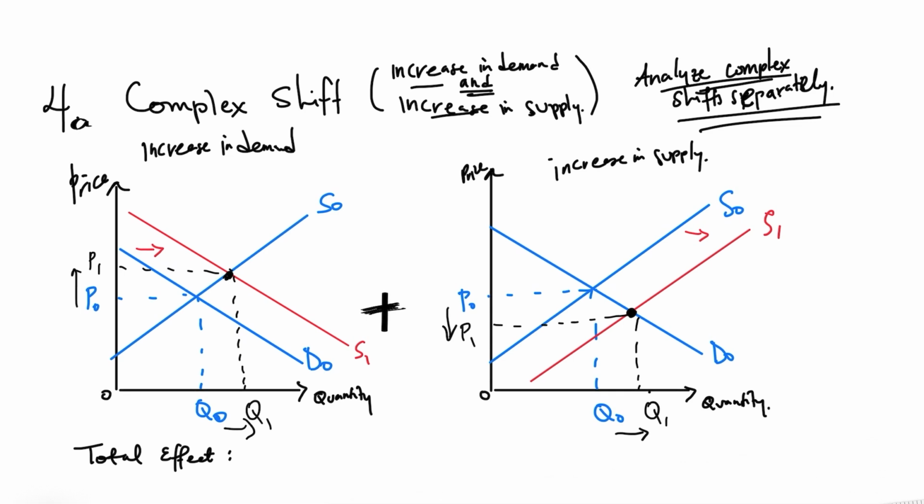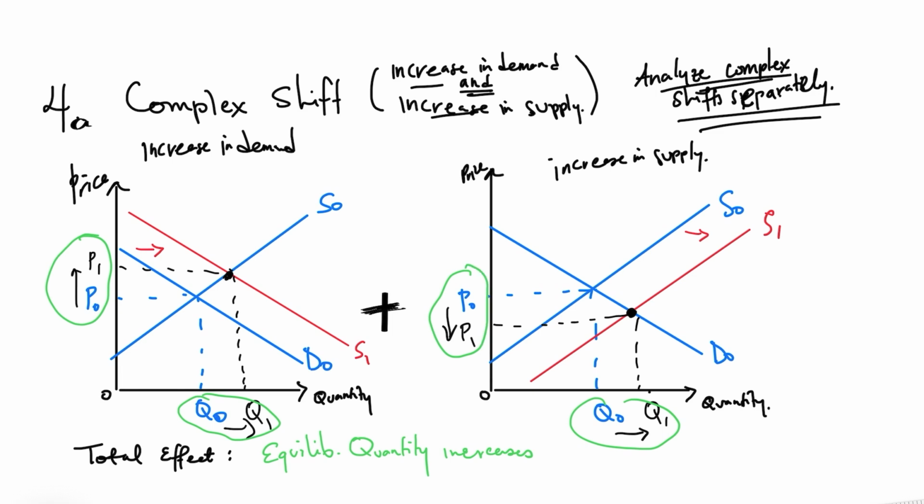And we are ready to write some notes on what the total effect is, putting together the effect of the increase in demand and the effect of the increase in supply. So the total effect. For sure, we see there is an increase in equilibrium quantity. So total effect, equilibrium quantity increases, right? Okay, what about equilibrium price? Well, here we see an increase in the equilibrium price, and there we see a fall in equilibrium price due to the increase in supply.